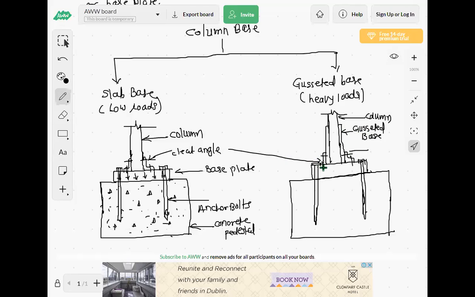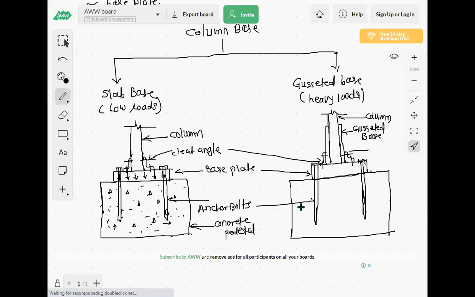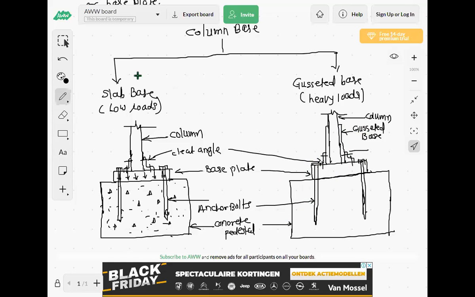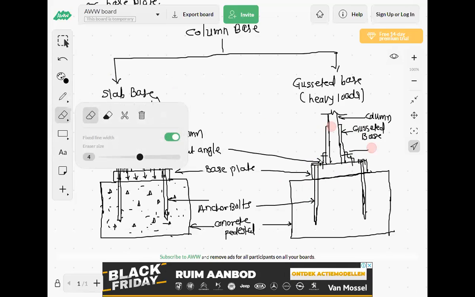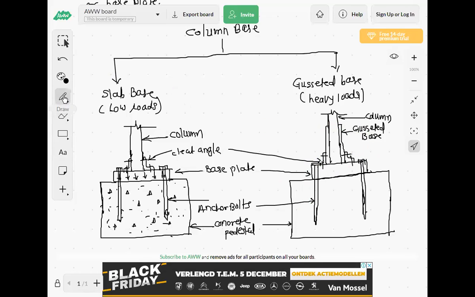This is again the cleat angle, this is again the base plate, this is again the anchor bolt, this is again the pedestal. So the other components are the same, and only the additional vertical plates are provided on both sides of the column. So we are calling it a gusseted base. Draw the sketches and see the difference between gusseted base and slab base.